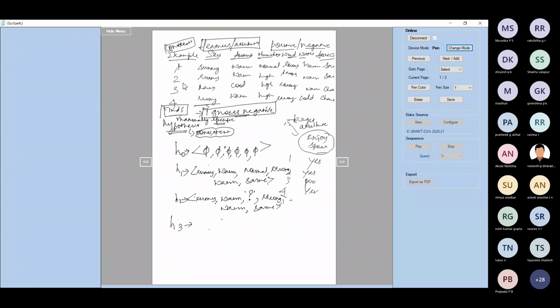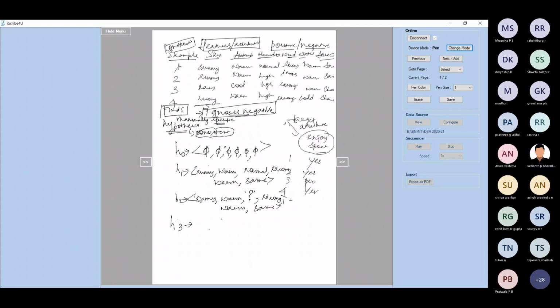What is H2 indicating for us? H2 is indicating that for any training example, sky should be sunny for it to be positive. What is X3 indicating for us? Sky is rainy, but it is negative. So is H2 consistent with the third training example? Think carefully. It is consistent. Why is it consistent?